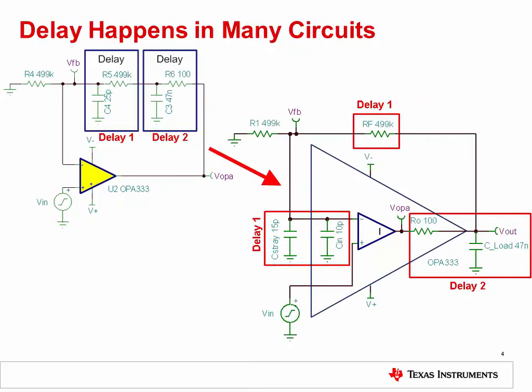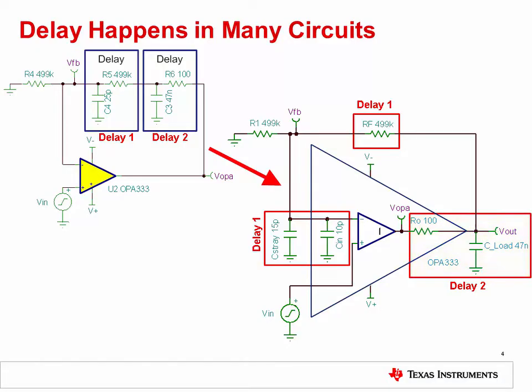While the op-amp circuit with the RC delay elements in the feedback path looks strange and unrealistic, many standard op-amp circuits inadvertently create the same situation when external circuit components interact with non-ideal op-amp properties. For example, an op-amp's open-loop output impedance, RO, frequently interacts with the circuit load capacitance, C load, to form a delay.